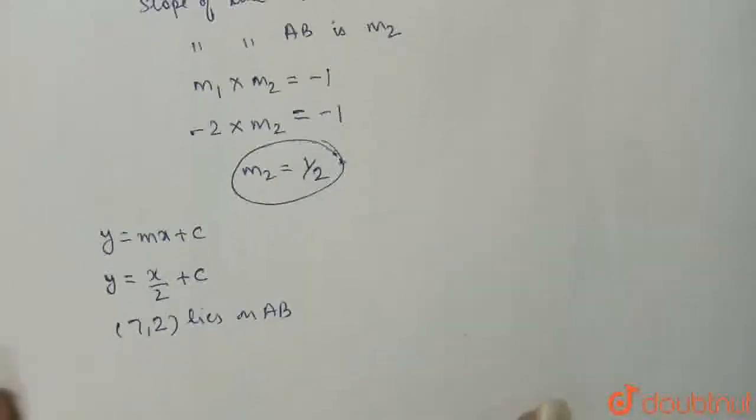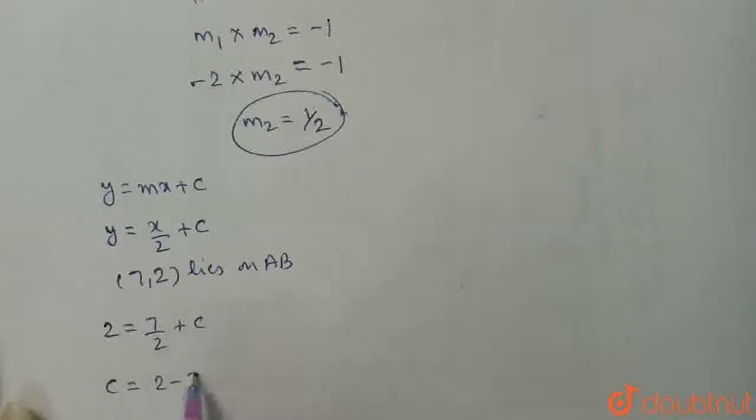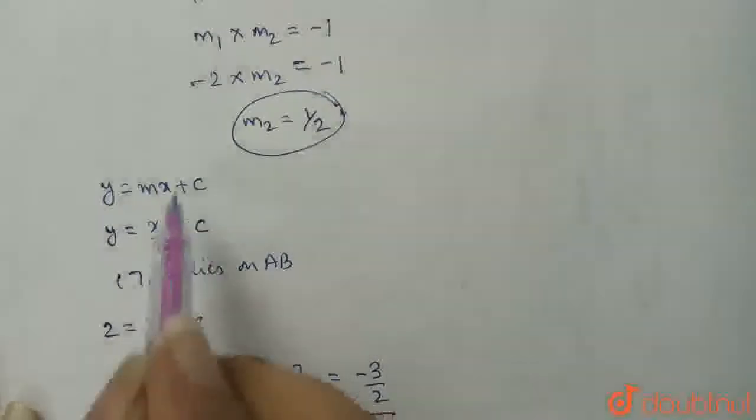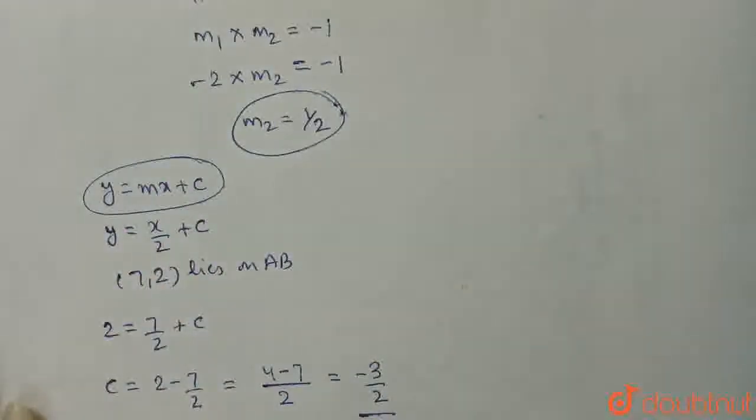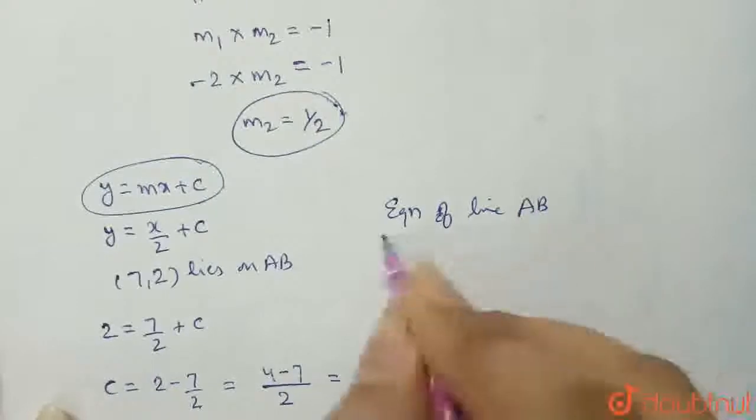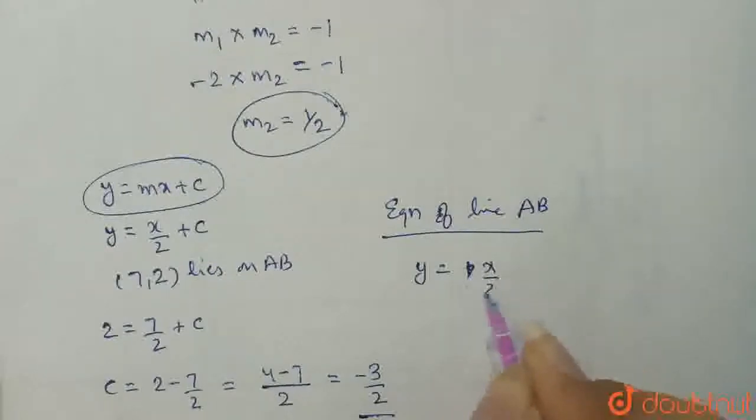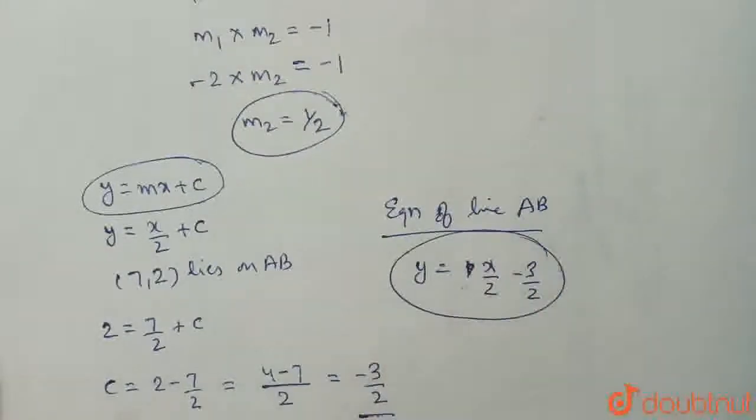So if we put the value of x as 7 and y as 2, we get 2 is equal to 7 upon 2 plus c. So c is equal to 2 minus 7 upon 2. On taking LCM 2, we get 4 minus 7, which is minus 3 by 2. So c becomes minus 3 by 2. On putting the values of the slope and c in this equation, we get the equation of line AB. So the equation of line AB is y is equal to x by 2 minus 3 by 2. This is the equation which we get.